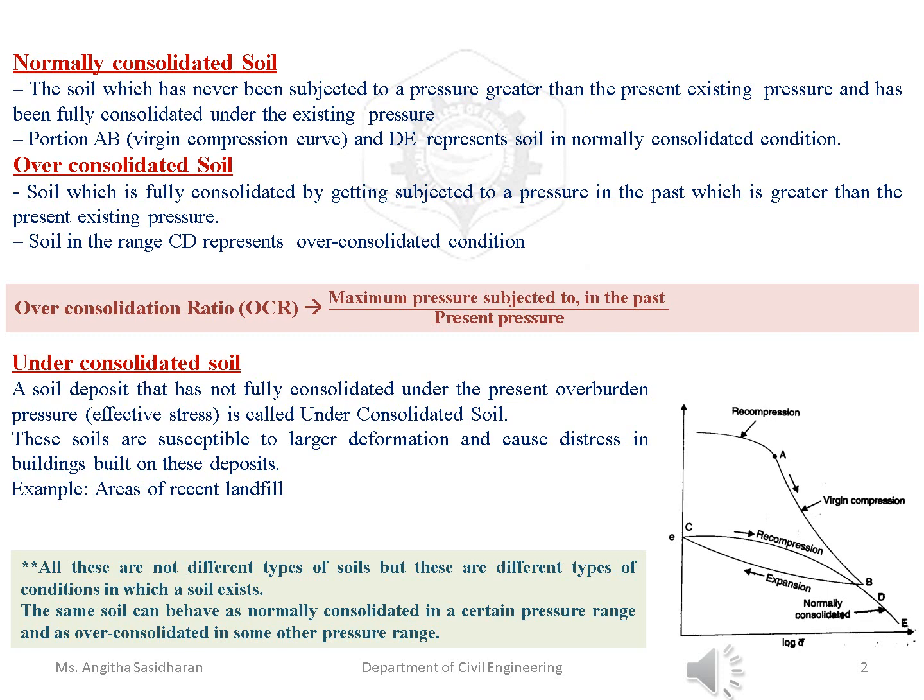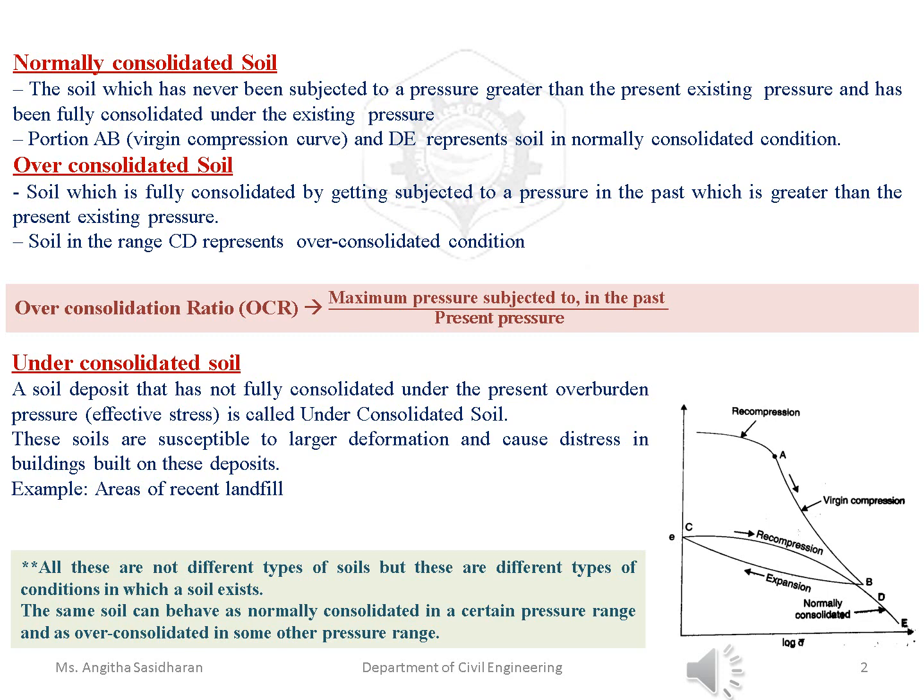The next is under consolidated soil. It is a soil deposit that is not fully consolidated. The previous two cases are about soil which is getting fully consolidated, either by the existing pressure or by a previous pressure that it has taken in the past. So now what is under consolidated soil? It is not fully consolidated under the pressure that we are giving it now. So that is called under consolidated soil.